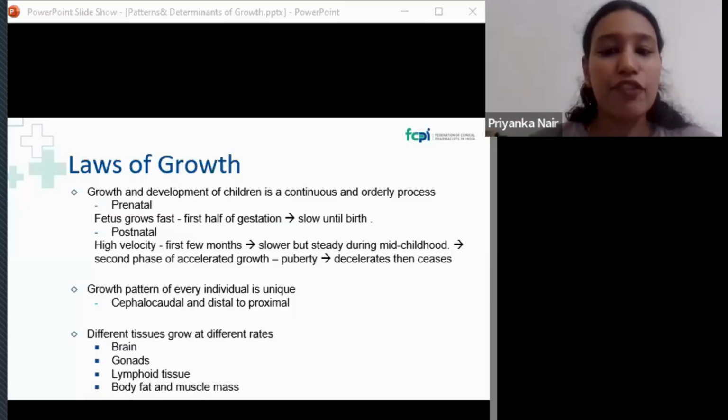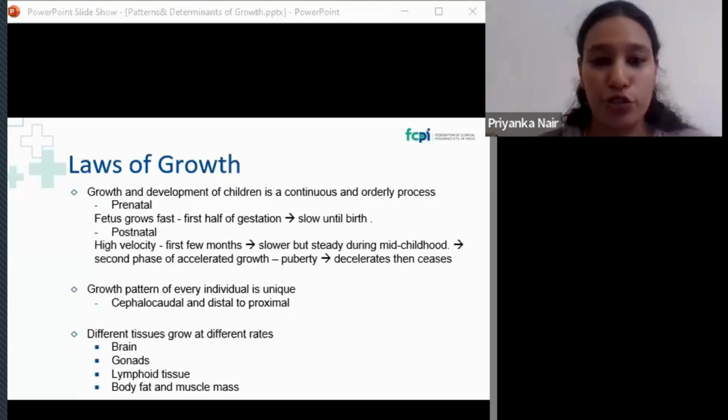Also, we see that different tissues grow at different rates. For example, the growth of the brain is rapid during the first 2 to 3 years of life, that is till the first 3 years of life. Then it is followed by a gradual phase and then it reaches a steady period. While in the case of gonads, they remain dormant till adolescence, after which they grow rapidly.